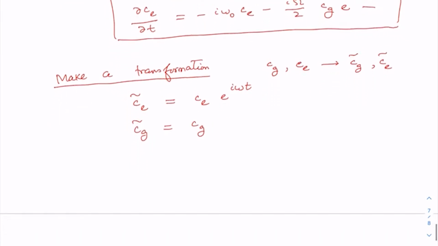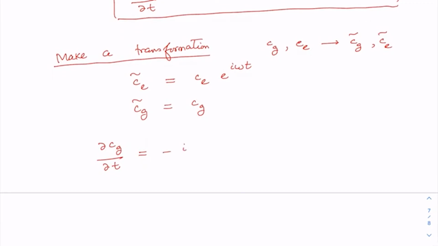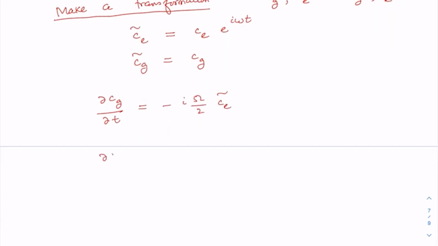If I do this transformation, I can rewrite my coupled differential equations very trivially as ∂Cg/∂t is equal to -iΩ/2 Ce tilde, and ∂Ce tilde/∂t is equal to iΔ Ce tilde minus iΩ/2 Cg. This Δ is the detuning parameter. Let me remind you that Δ is ω minus ω0, the detuning of the laser from the atomic resonance.